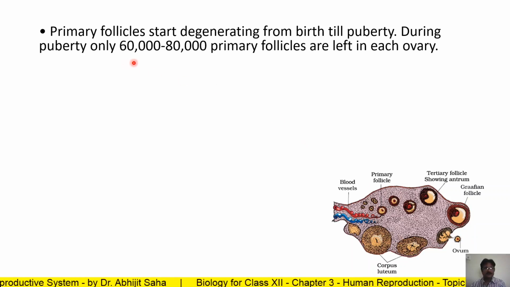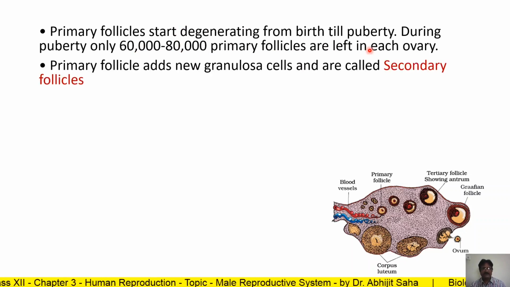So out of those millions of primary follicles, what happens? They start degenerating, and finally only 60,000 to 80,000 primary follicles are left in each ovary. So what happens to the others? They all degenerate, and this degeneration of primary follicles is called follicular atresia. It is not mentioned here, but if you are interested, you can remember this term. This is called follicular atresia.